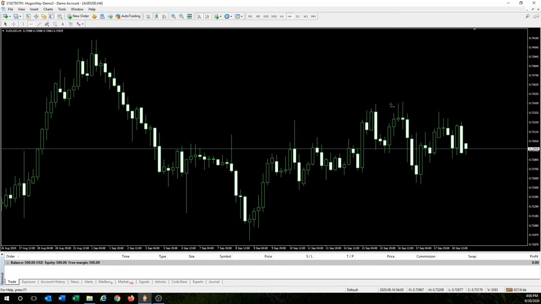Let's just use our basic tool again, this horizontal line tool. If I draw a line here, double click it, then I can move it. And then let me draw another line here.